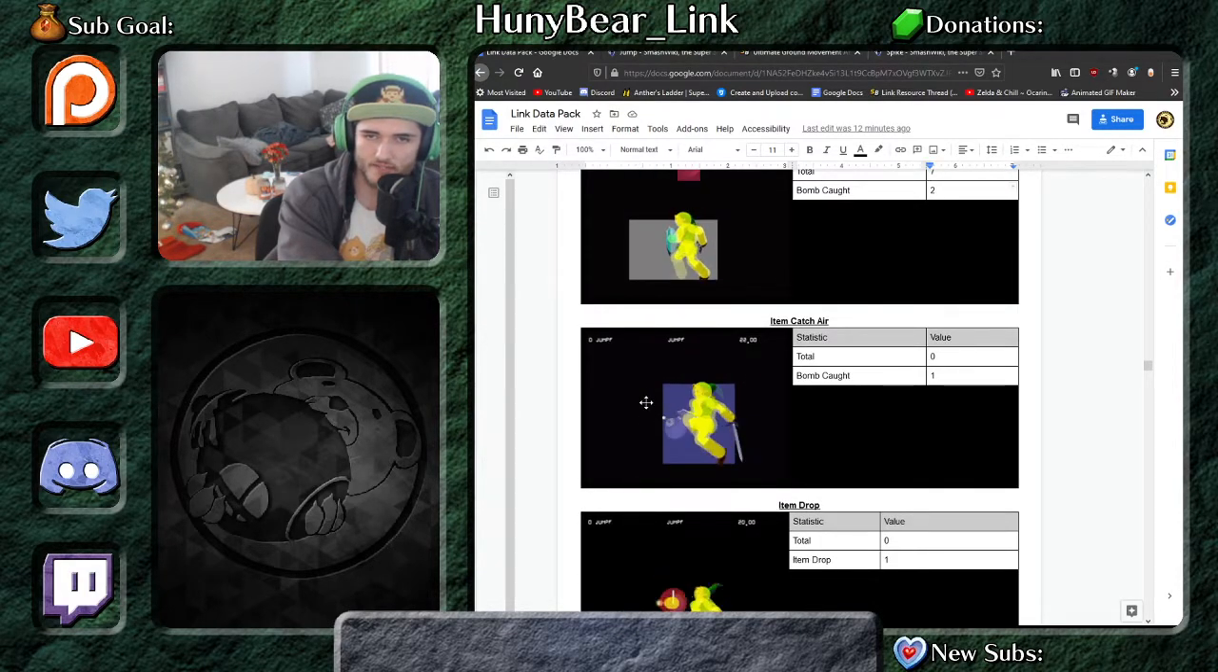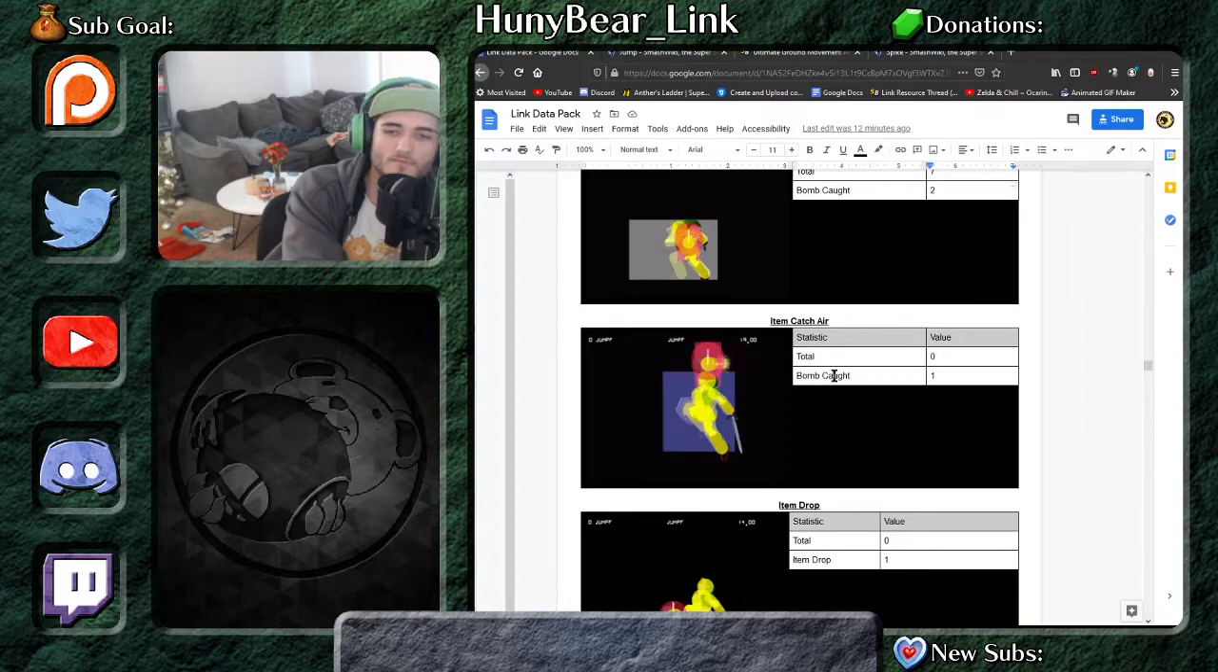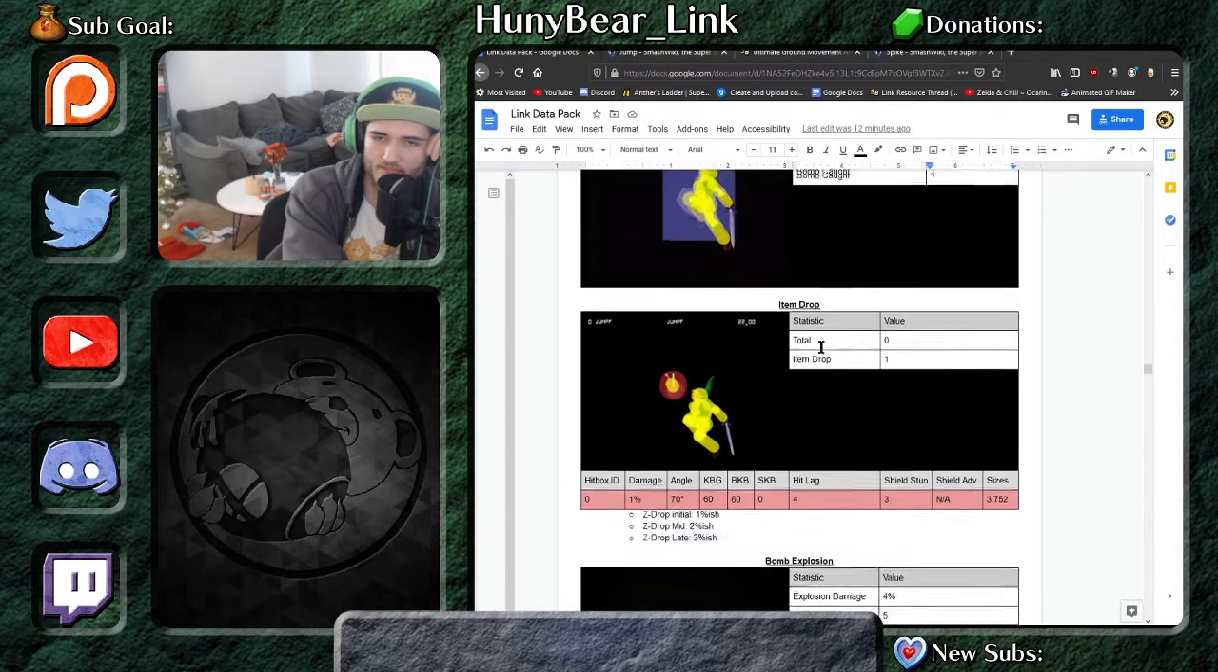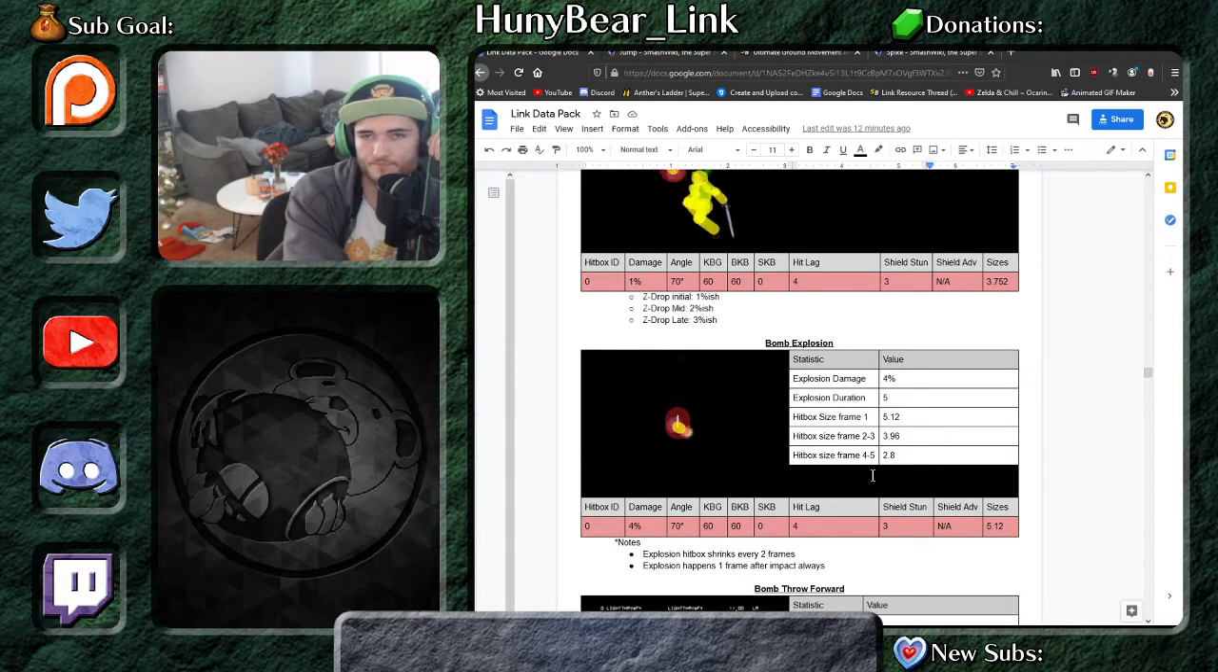This is important to note: the aerial item catch is way smaller, but it does go higher. It's higher above Link's head. Item dropping takes 1 frame. You're going to see the damage for all that, and the angle, knockback growth, base knockback, everything like that.